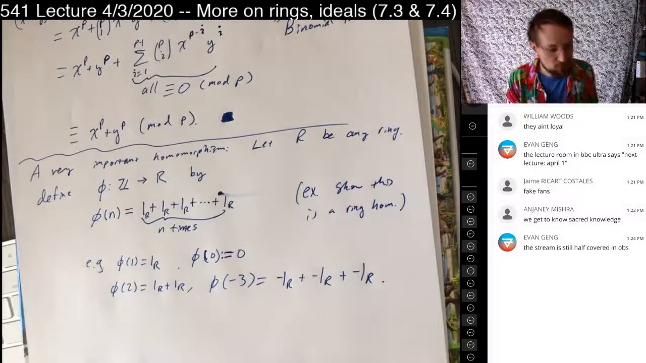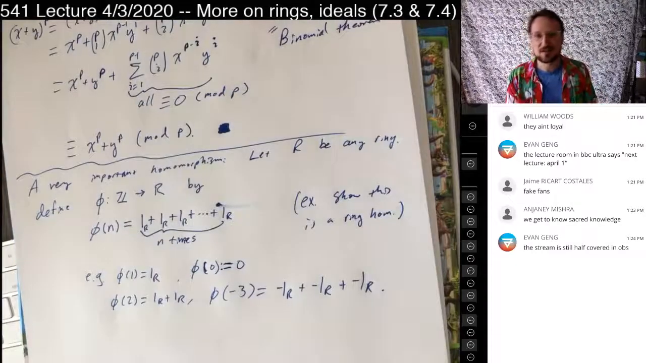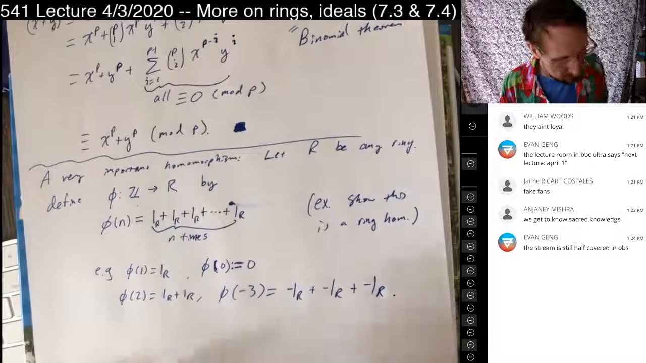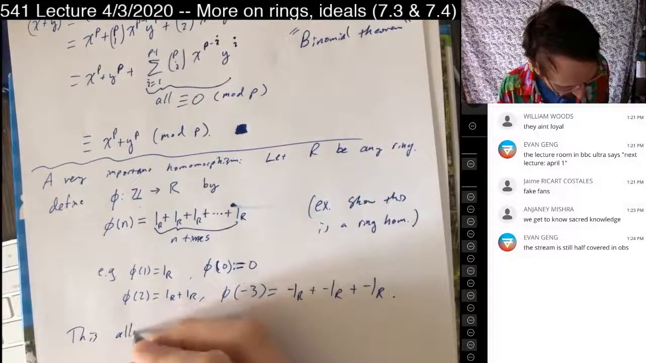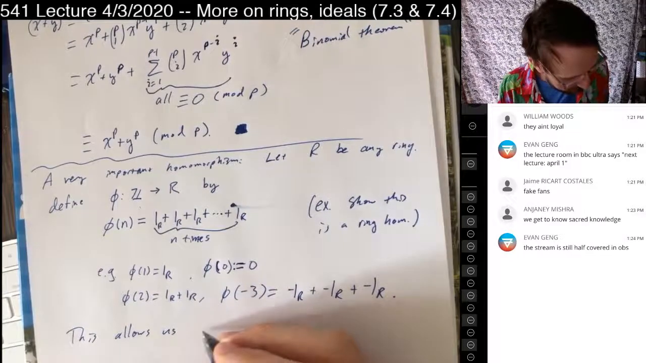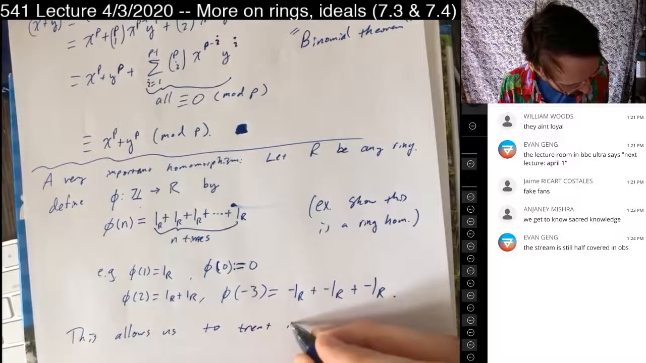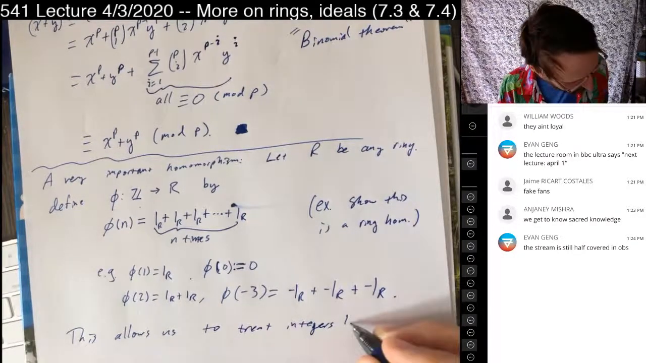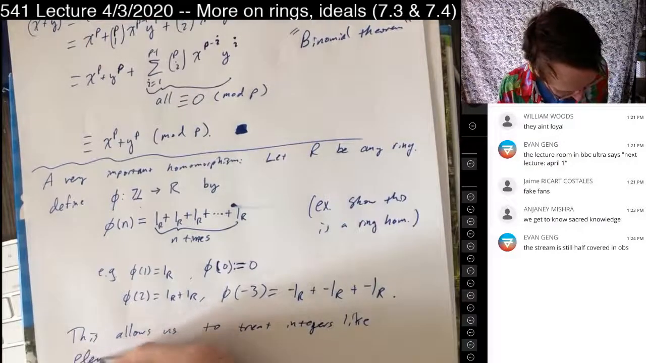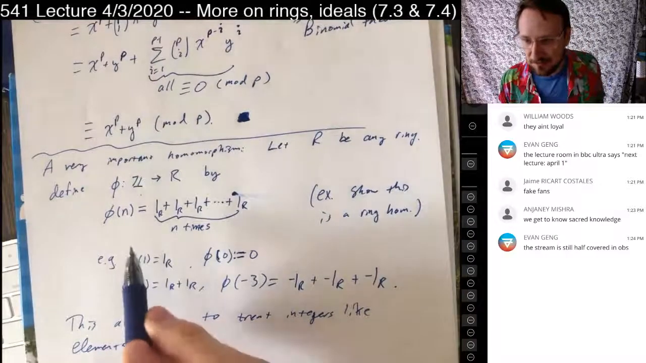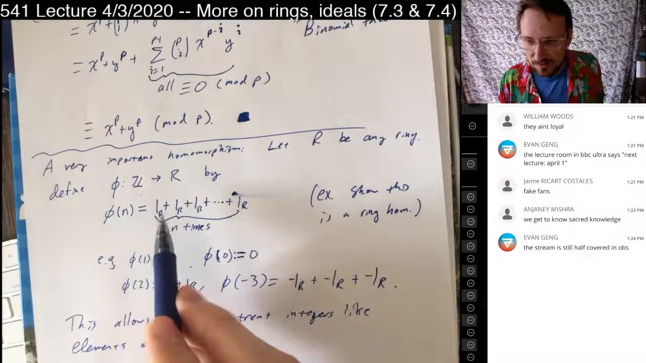But this is important: this is a homomorphism that exists for every ring. You can map Z to any ring, and this allows us to treat integers like elements of R by just identifying an integer with whatever.